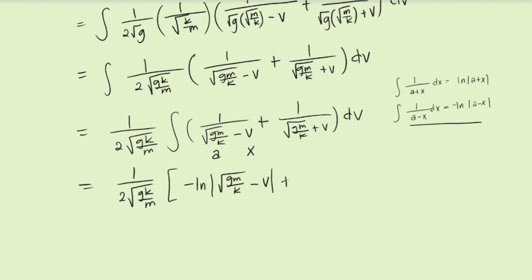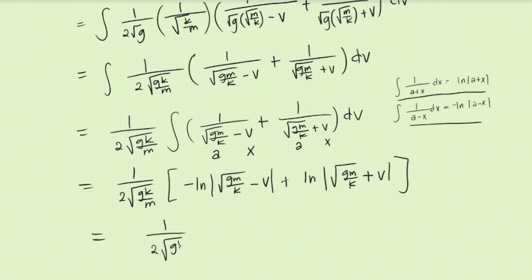plus, the integral of this one, if we let this as a and we let this as x, so which formula are we going to use? This one. The integral of 1 over a plus x dx is equal to ln absolute value of a plus x. So that's ln, our a is square root of gm over k, our x is v. So we have this here as our integral, 1 over 2 square root of jk over m.